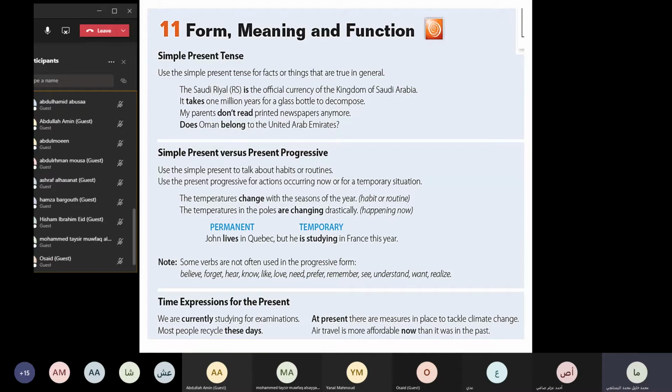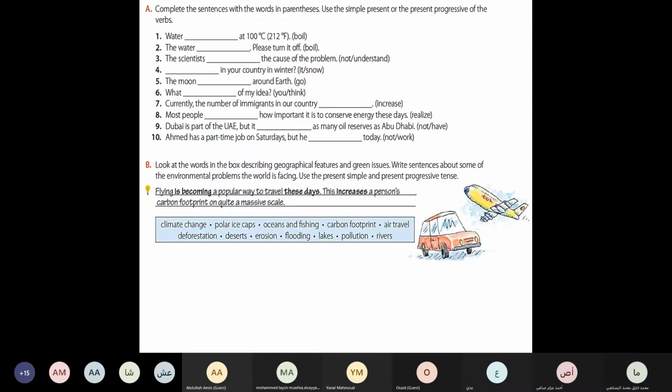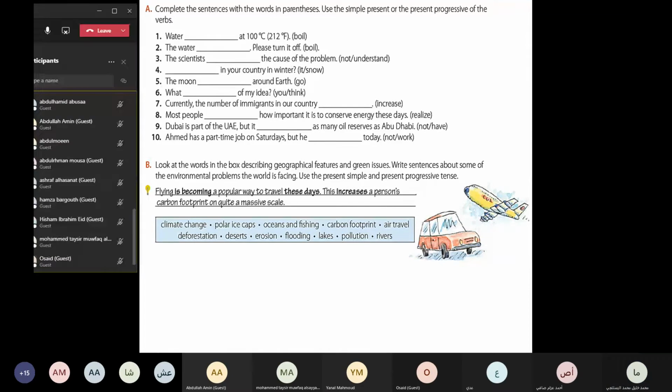Now let's move to the first exercise, exercise A. Here we are going to complete the sentences with the verbs in the parentheses. We are going to look at the sentence carefully and use the simple present or present progressive according to the situation. Number one, who can try? Abdullah Amin, are you here? Number one.